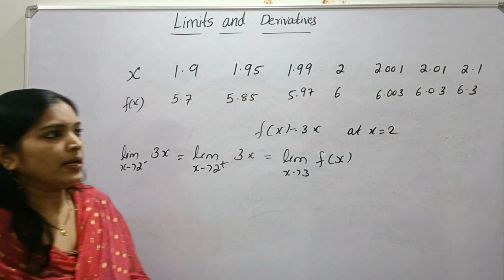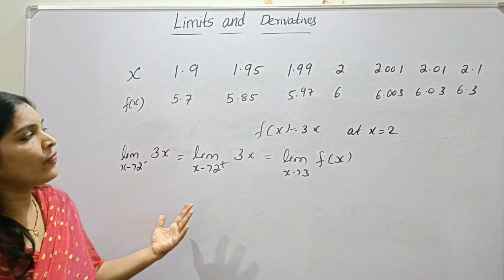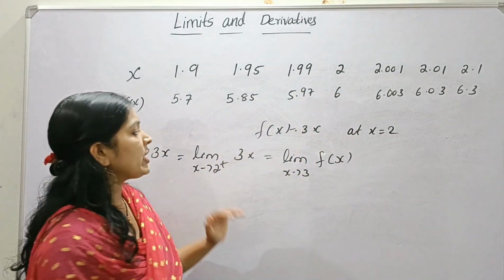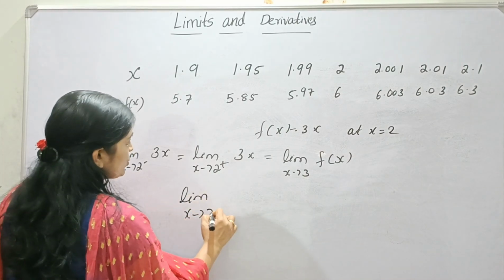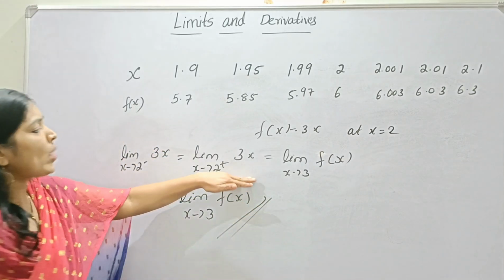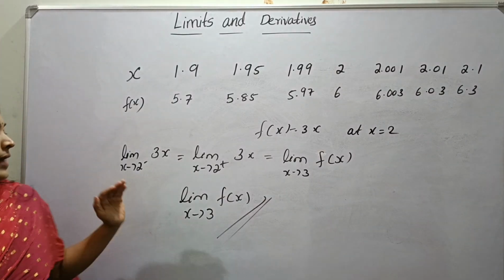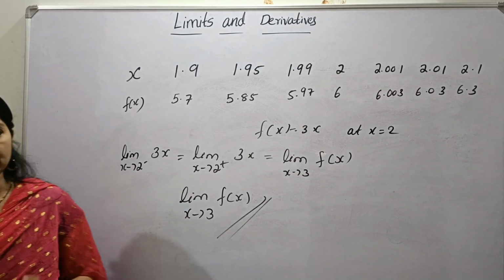Okay, see here that is nothing but f of 2. So what is f of 2? f of 2 is nothing but 6. Okay, so here we can write limit x tends to 2 f of x exists, because these two are equal, right? Left hand limit and right hand limit are equal. Therefore, we can say limit x tends to 2 f of x exists. Okay.